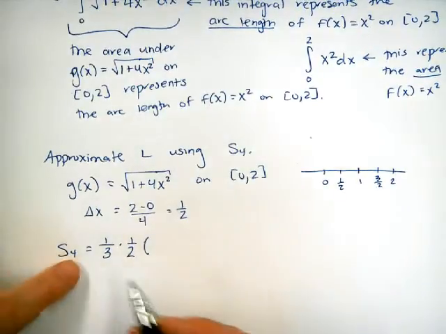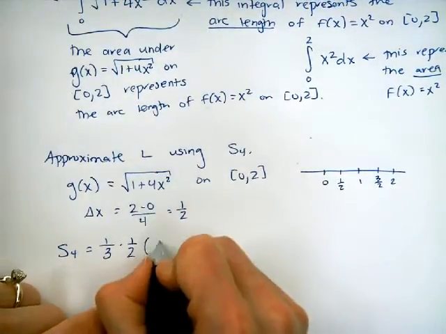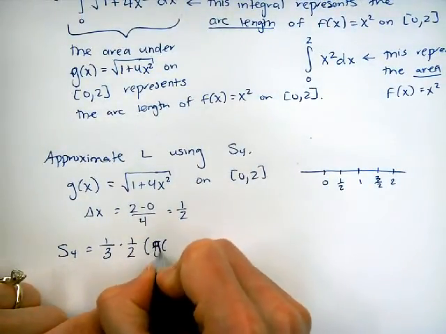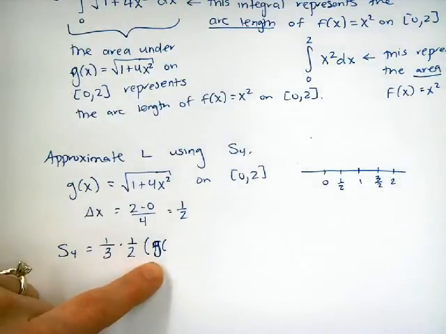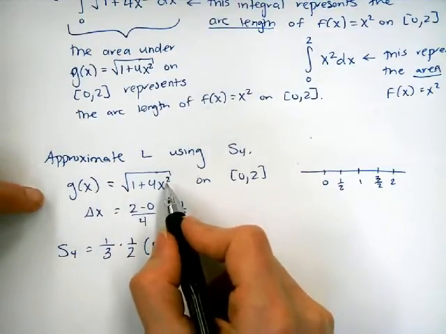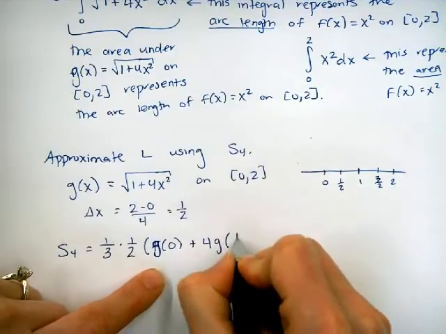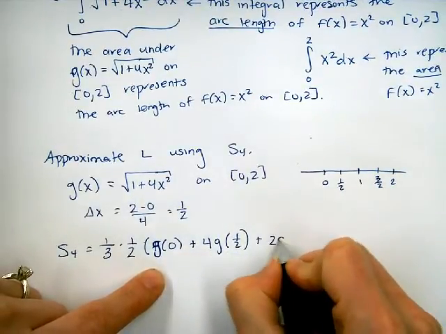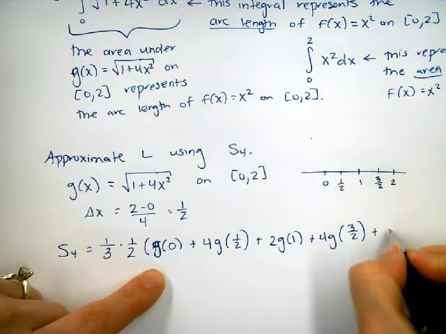Okay. Notice I picked an even number. It has to be even. So I'm going to have basically f of 0 is going to be, or sorry, g of 0. You see why I wouldn't want to put f of 0 here? My f function is x squared. I'm not trying to find the area under x squared. I'm trying to find the arc length of x squared, which is given by the area under this curve. So g of 0 plus 4g of 1/2 plus 2g of 1 plus 4g of 3/2 plus 1g of 2.